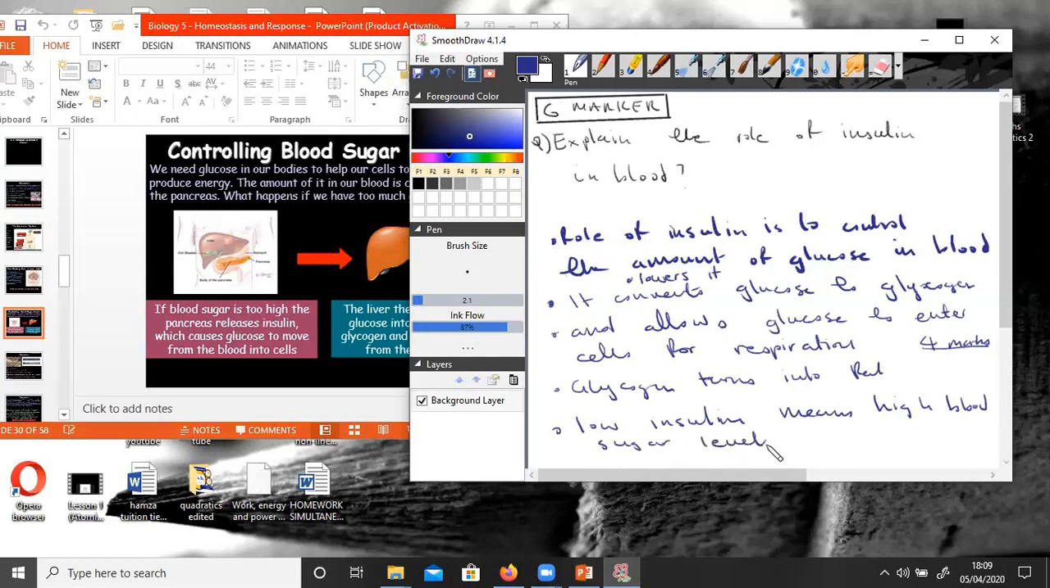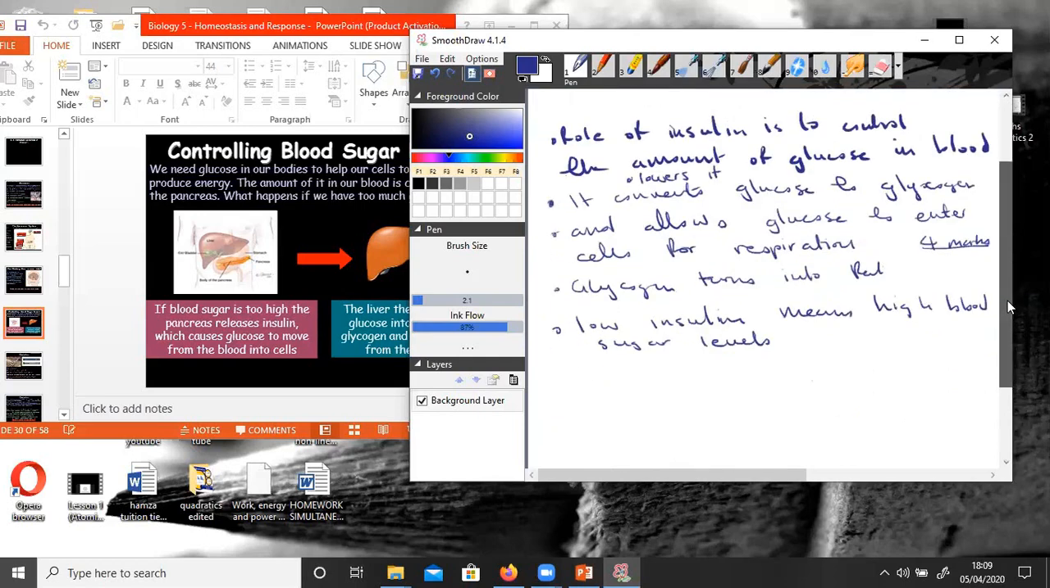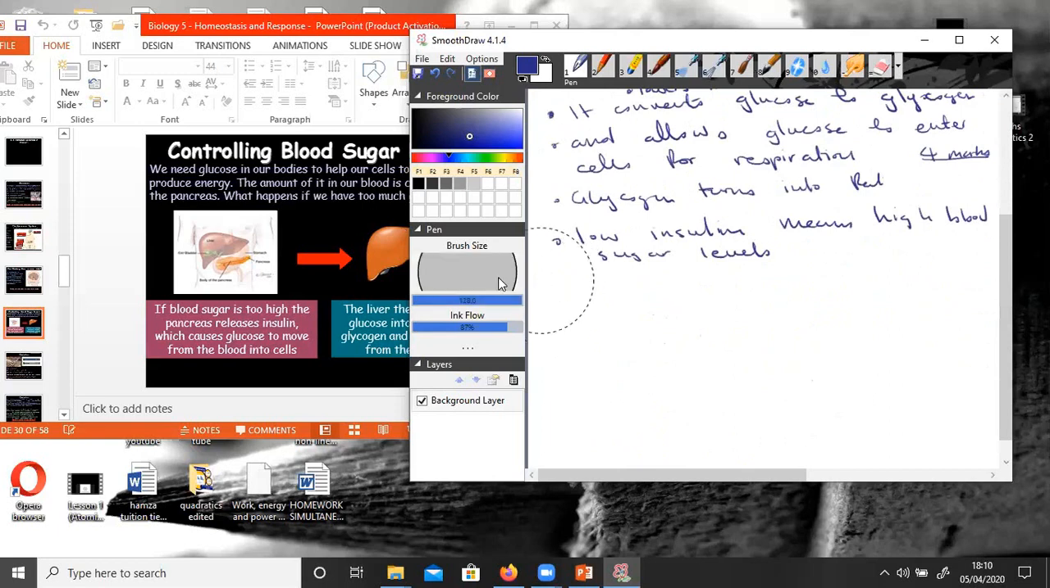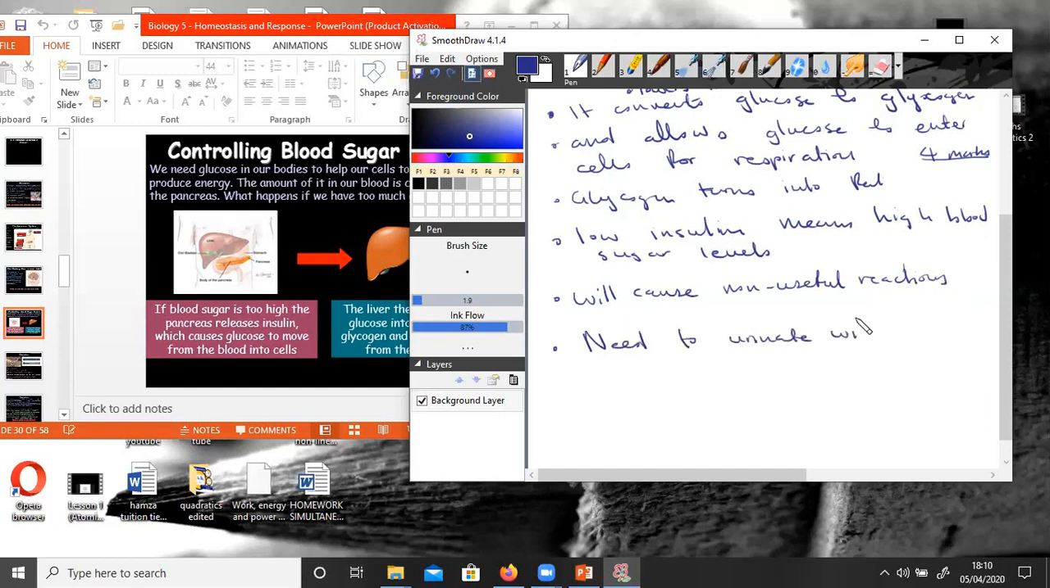And now we need to remember what else we learned, which was the following. I'm going to write it down. So therefore, high sugar will cause reactions to happen in the body. If you have too much sugar, it will cause non-useful reactions. Also, the need to urinate will increase to get rid of sugar.